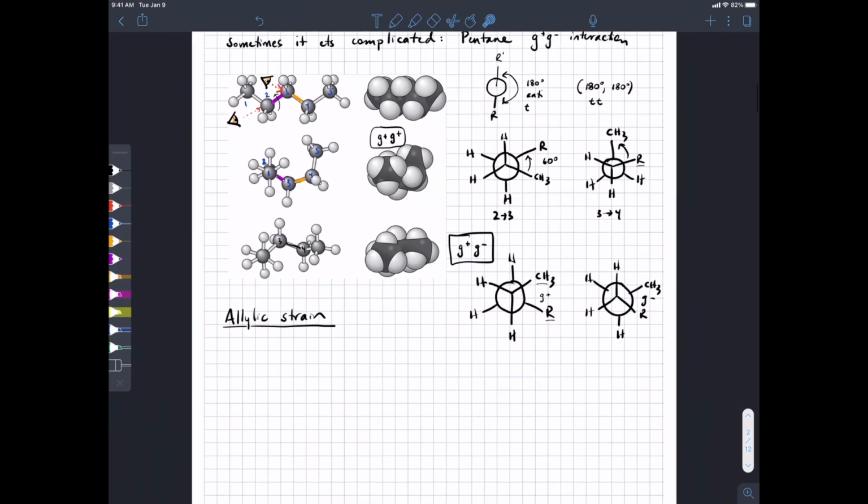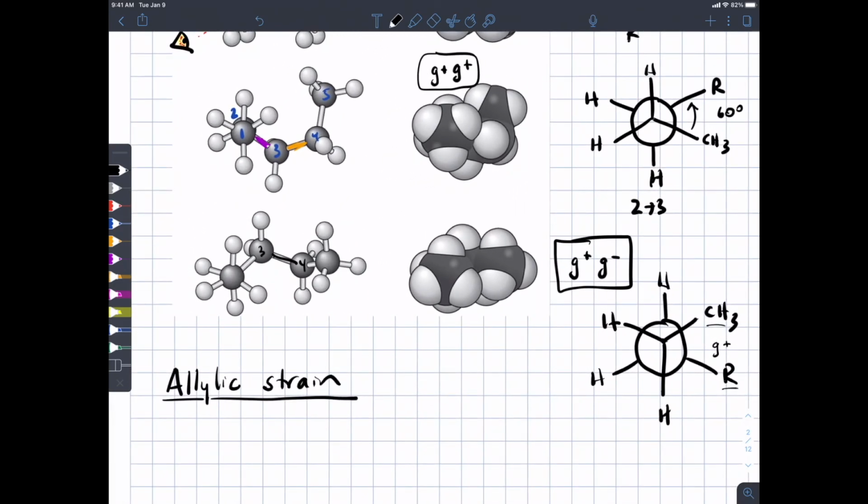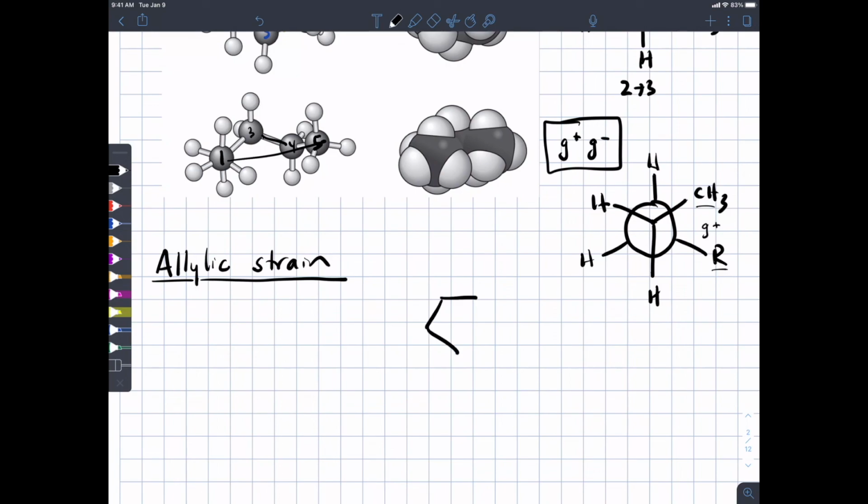Now, this actually gives us a chance to talk a little bit about a concept called pre-organization, because if you look at that gauche plus gauche minus conformation, notice those methyl groups, carbon 1 and 5, are on the same side of the molecule as each other. And so a question you could ask is, well, why don't I just bond them together, right? 1, 2, 3, 4, 5. And so if you take those two and you bond them together, you now have cyclopentane, and you relieve that interaction by just enforcing it.